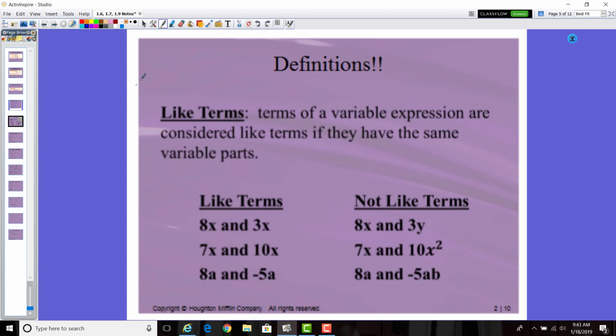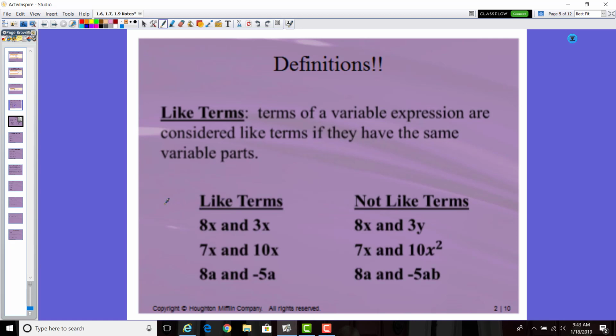Like terms and unlike terms are things you'll deal with a lot, not only in this class, but in your other math classes. If 2 terms or 3 terms or however many terms you're working with are like terms, that tells you you are allowed to do certain things with them.